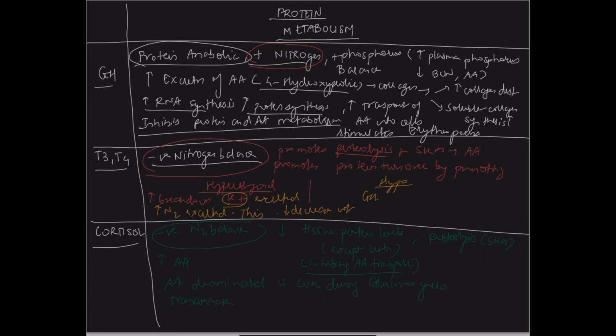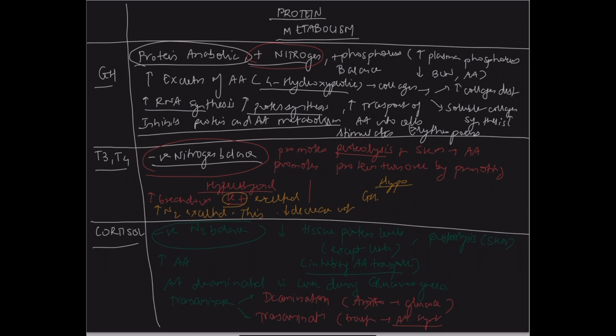Now, this hepatic transaminase, the enzyme present in the liver, helps in two things. It helps in deamination and it helps in transamination. What is deamination? Deamination is removal of the amino group, which helps in glucose formation. What is transamination? Transamination is transfer of the amino group, which helps in amino acid synthesis. I repeat, deamination is removal of the amino group which helps in glucose formation, and transamination means transfer of the amino group, which helps in amino acid synthesis.